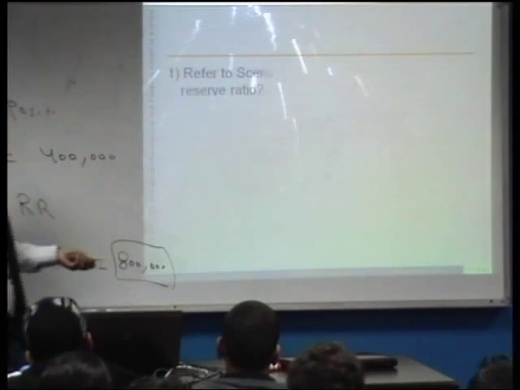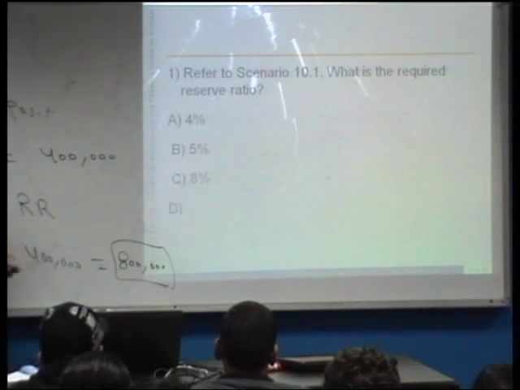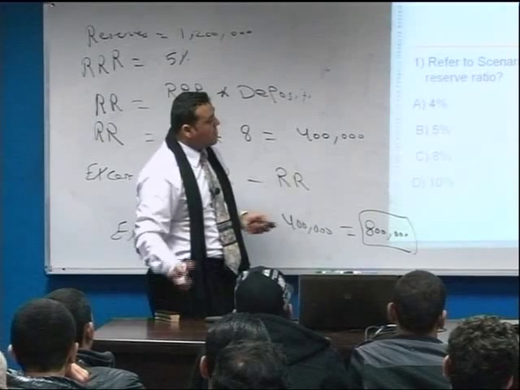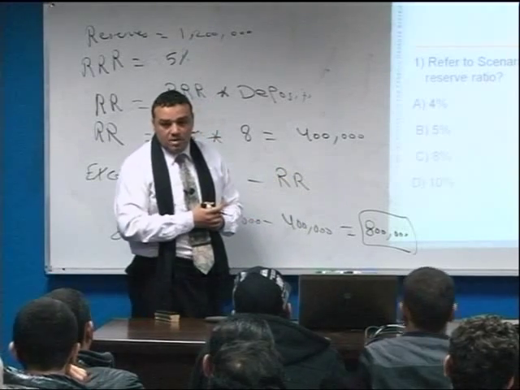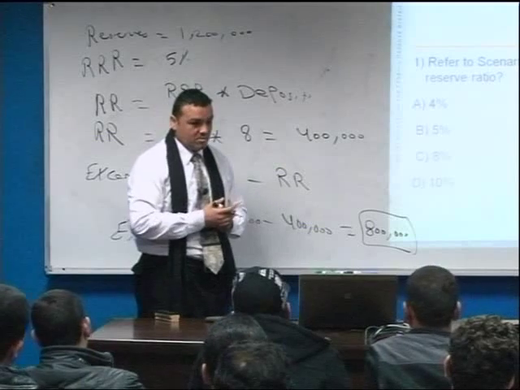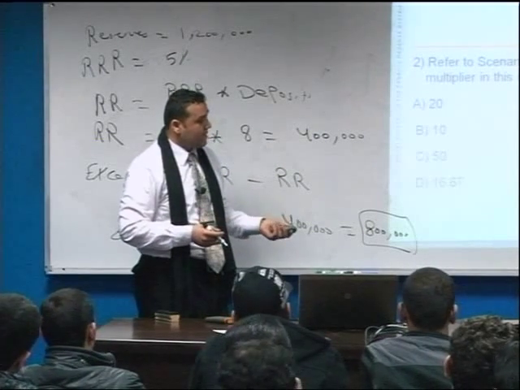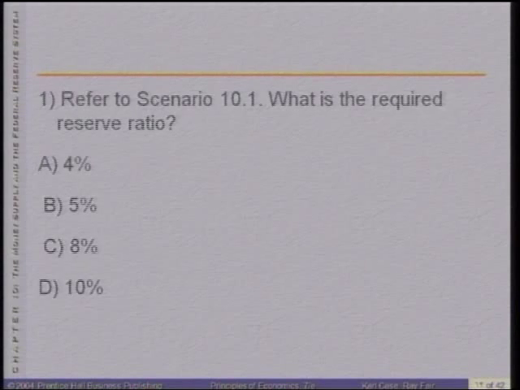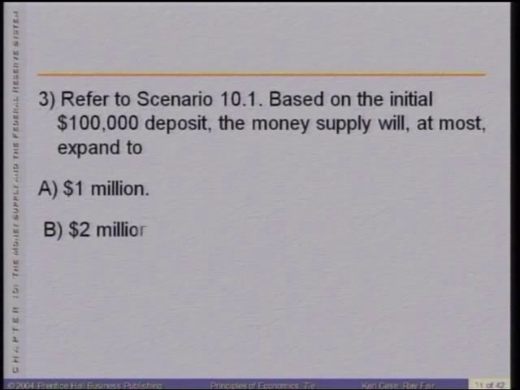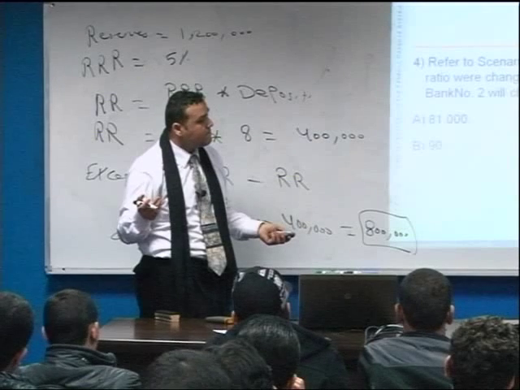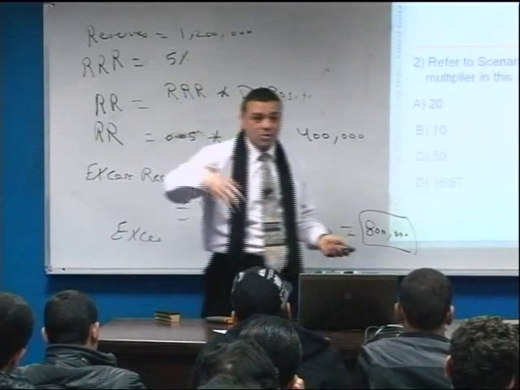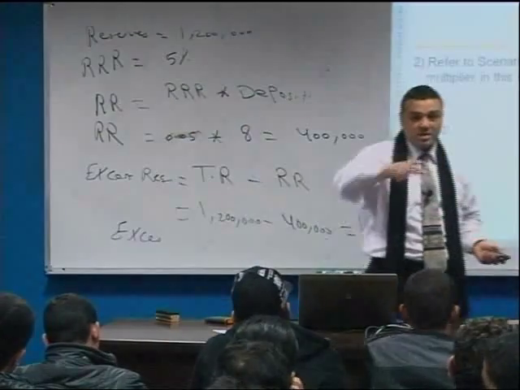Okay, the question tells us to refer to the scenario. What is the required reserve ratio? Required reserves over deposits, right? Then what is the money multiplier in this economy? Let's come back to the money multiplier. Is the picture clear for you now, guys? Yes? On the topic of the required reserve ratio and required reserves and excess reserves.